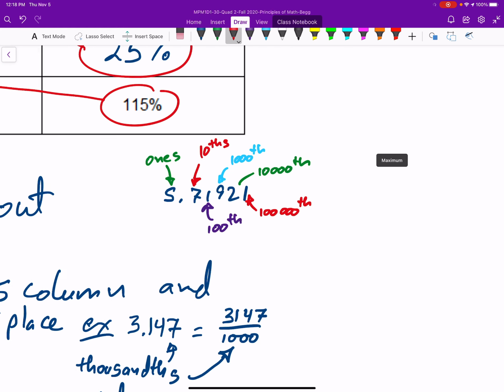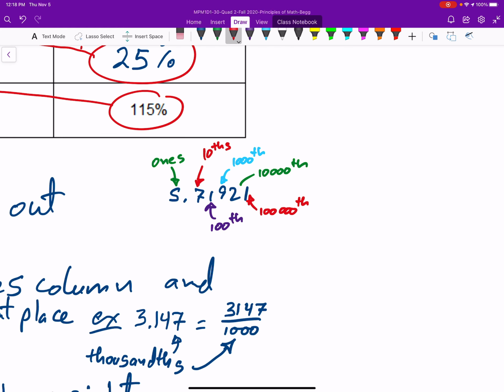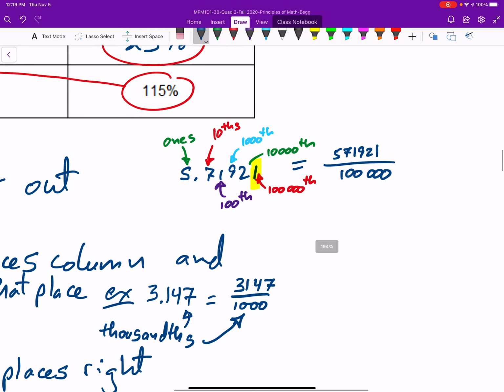So in this one right here, 5.71921, I could easily write that as a fraction by recognizing that my last number is in the 100,000ths place. And so then I could write the number again without the decimal, so just 571921, and put it over 100,000. Once again, that's because the last number was in the 100,000th place. And so that always works. And of course, I reduce if I can. This one doesn't, I don't think that one's going to reduce.